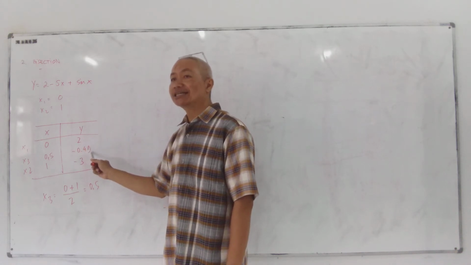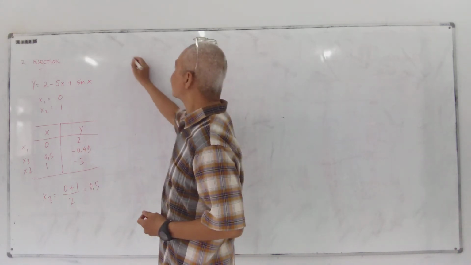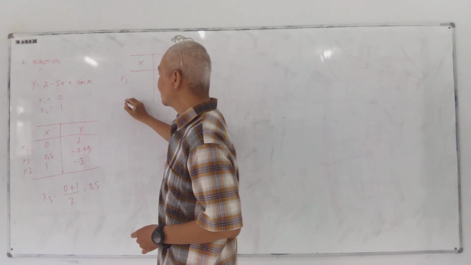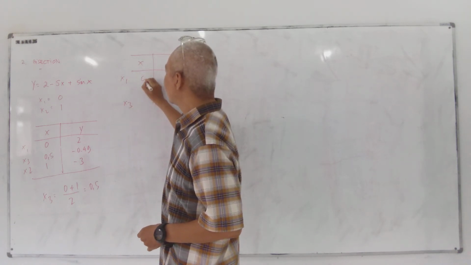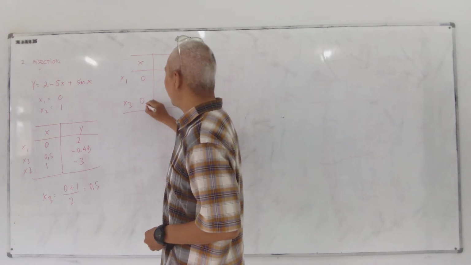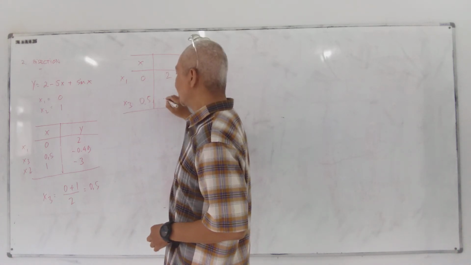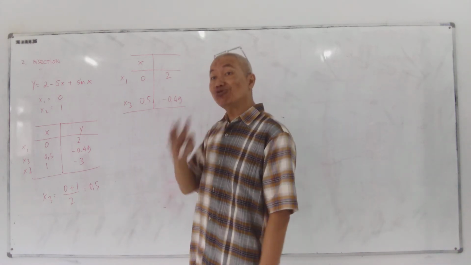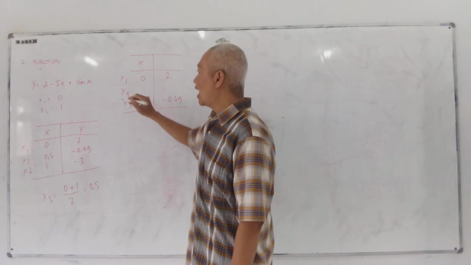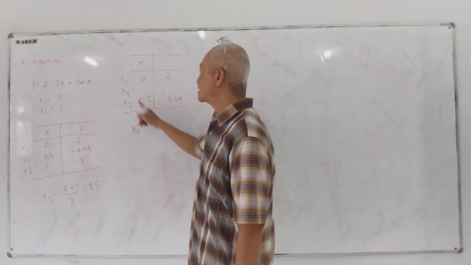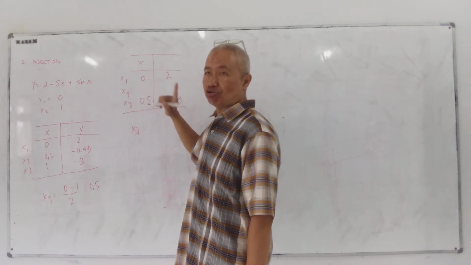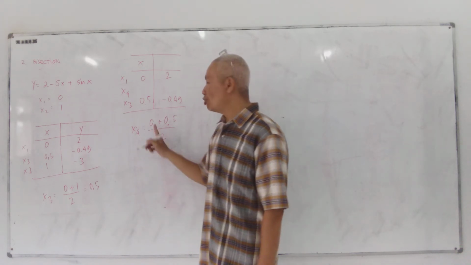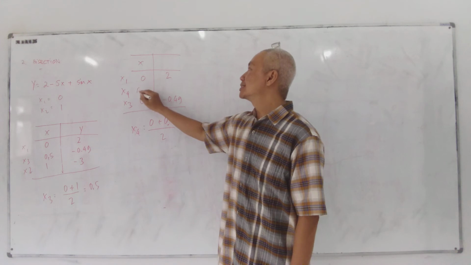It is between x1 and x3, right? So for the next step, I will use x1 and x3. This one is 0, this one is 0.5. This one is 2, this one is minus 0.49. Again, we need to find x4. How do we find x4? x4 is the average of these two numbers. So 0 plus 0.5 divided by 2. How much is it? 0.25.